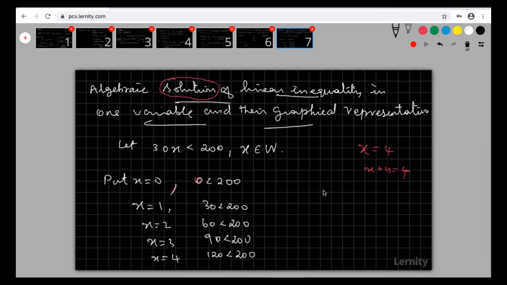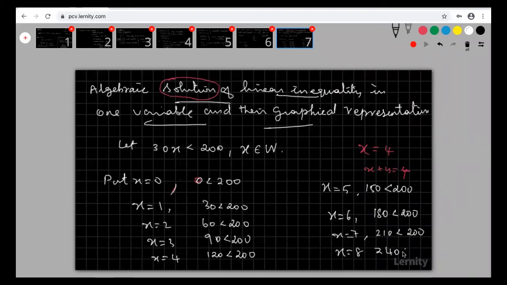Put x is equal to 5: 150 less than 200. Suppose I put x is equal to 6: 180 less than 200. Suppose I put x is equal to 7: 210 less than 200. Suppose I take x is equal to 8: 240 less than 200. Now look at that. Is this statement true or not? 0 less than or equal to 200, true or not?